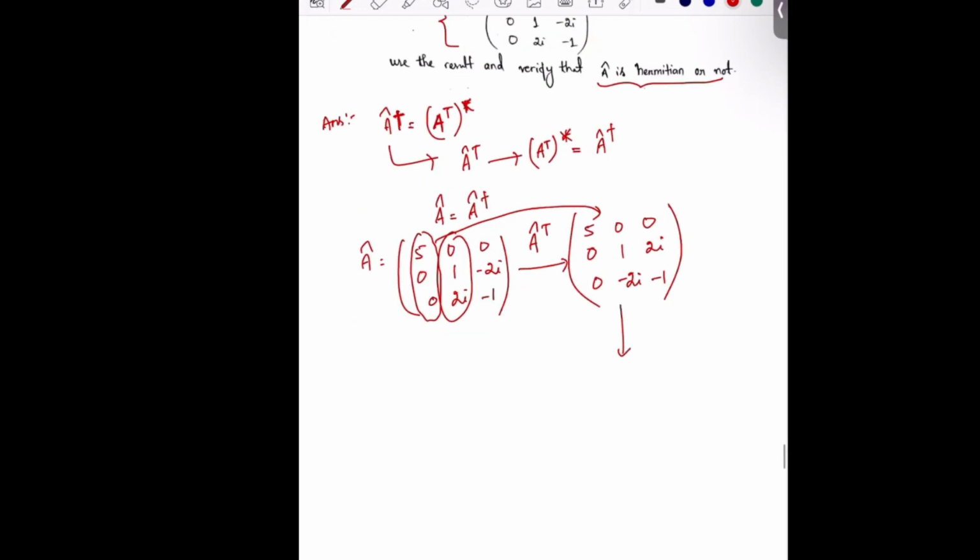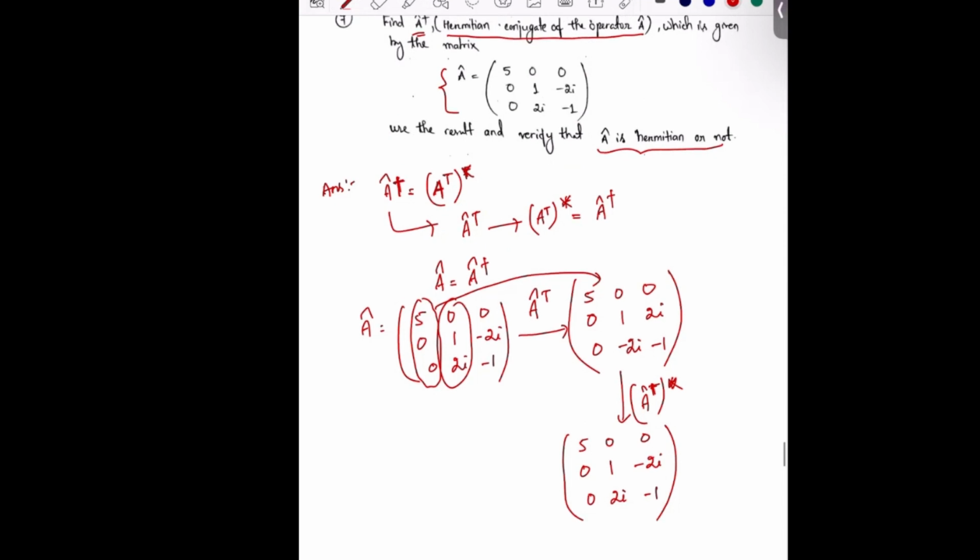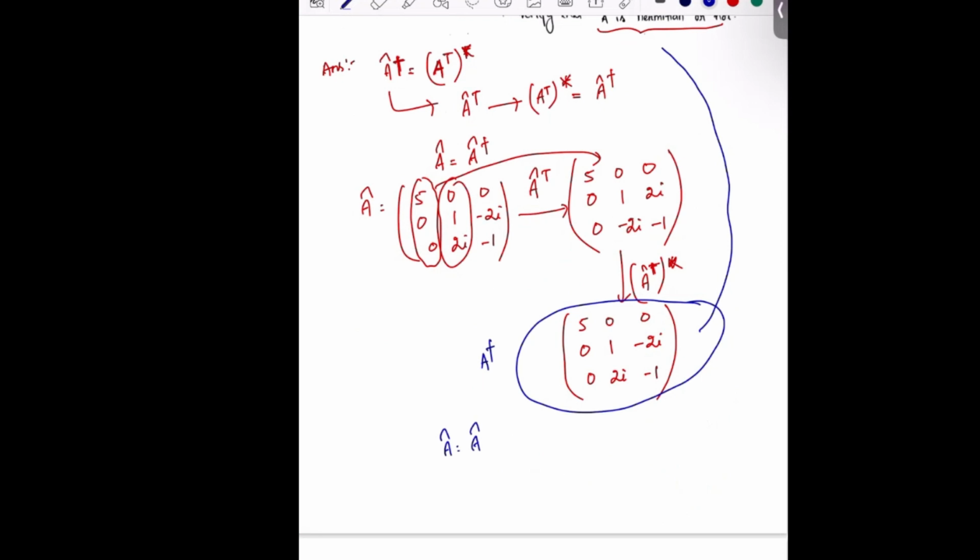Now you have to take the complex conjugate of this matrix. By complex conjugate, you have to replace i with -i. So this will be 2i minus. This is the final expression. Now if you compare this A dagger, this is nothing but A dagger. So this is equal to this one, right? That means A equals A dagger. So the given matrix is Hermitian.